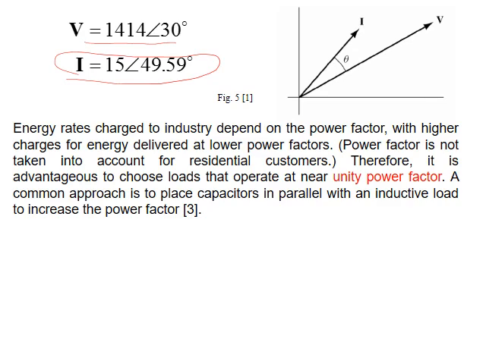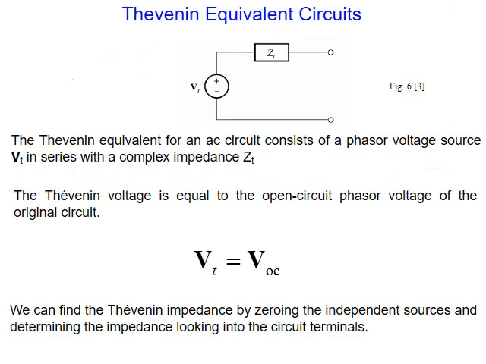Have a look. The phase shift is, this is 49 point something, let me say 50, and this is 30. So from here to here 30, and from here to here around 50, and the difference is 20. This is the phase shift between current and voltage as requested in the question.